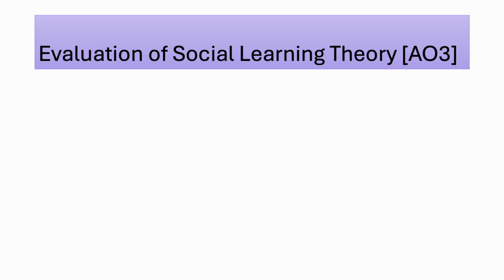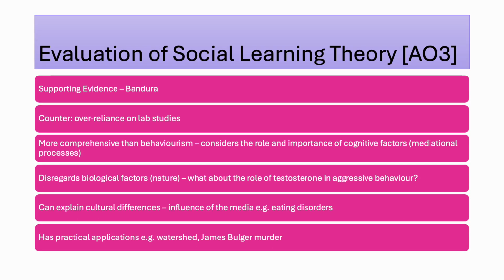So, some strengths and weaknesses here. There is supporting evidence for social learning theory, the study by Bandura. You can then use these methodological criticisms: the fact that it was a lab study by Bandura, it was an inflatable Bobo doll, there's likely to be demand characteristics. What else are you going to do with an inflatable doll?